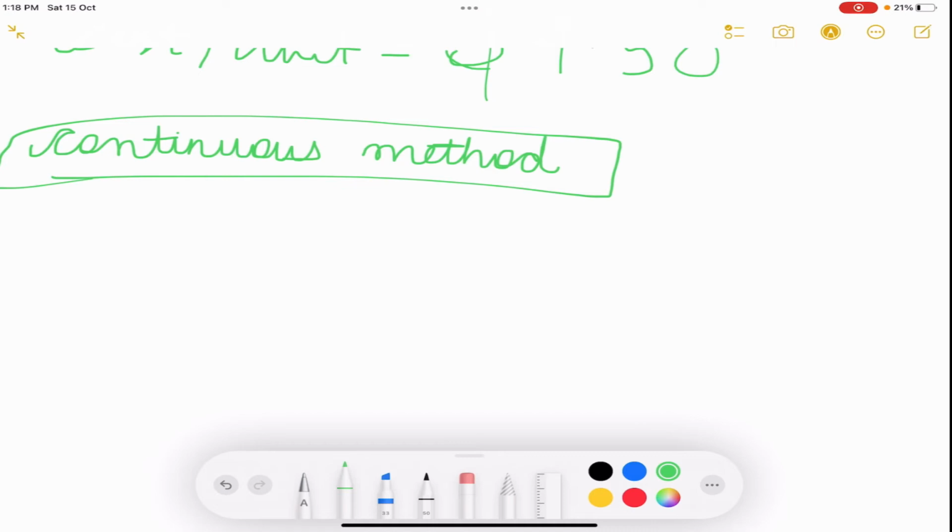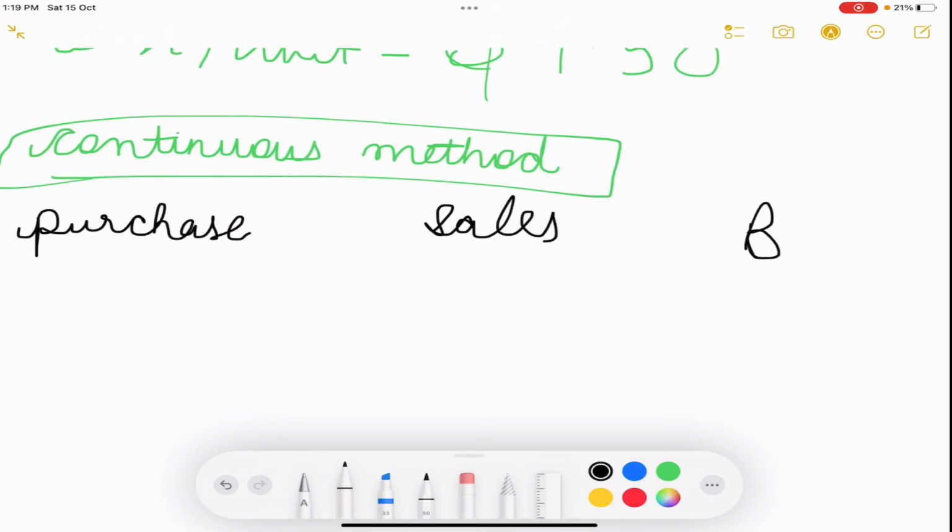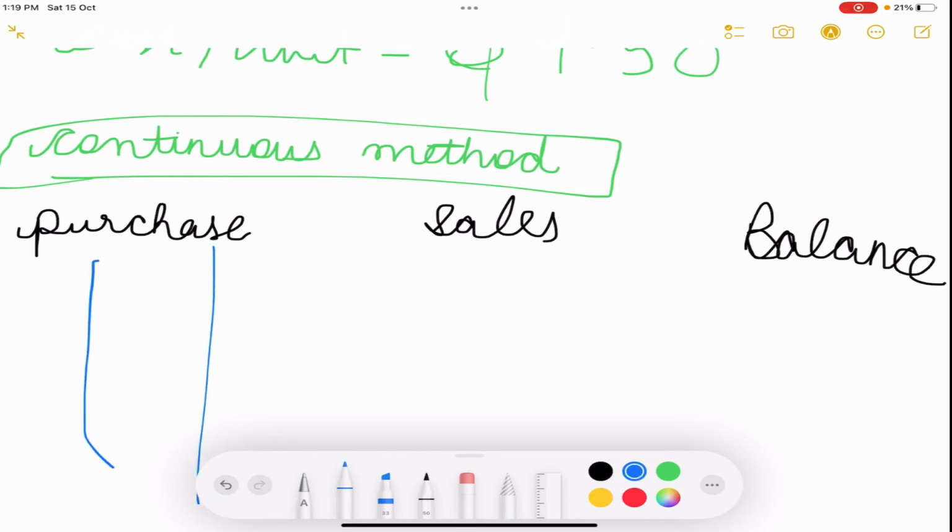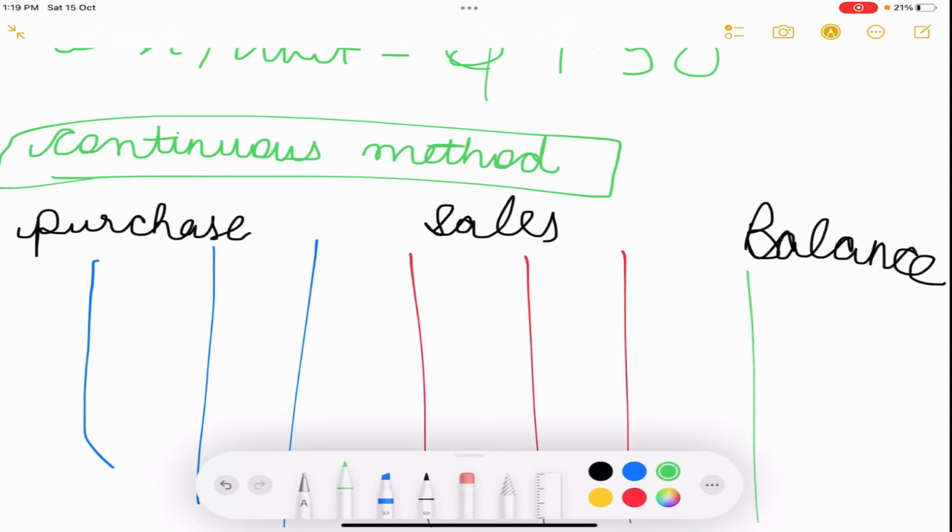So what is the continuous method? Let's talk about that. Firstly, you need to make 3 tables whenever we are talking about the continuous method. So what are the 3 tables? The first table is a purchase table, the second table is the sales table, and the third table is the balance table. Okay, how will that look like? So for purchase you will have 3 columns, for sales you will have 3 columns, for balance you will have 3 columns again.